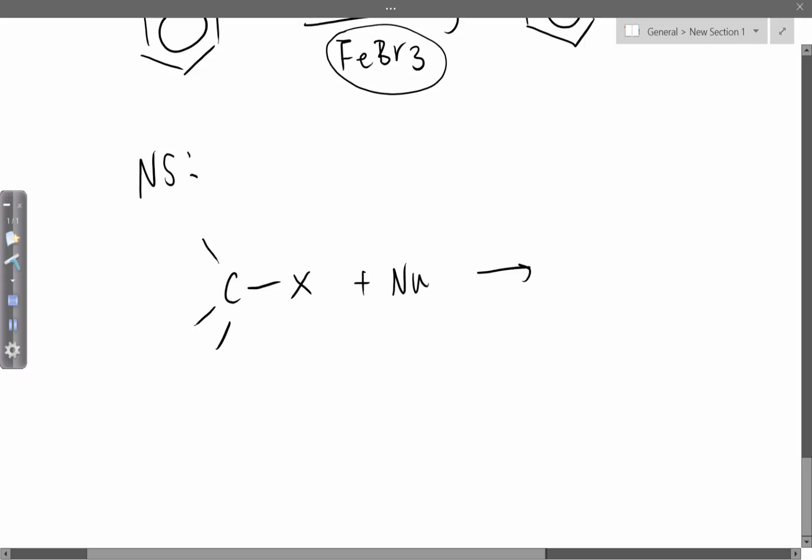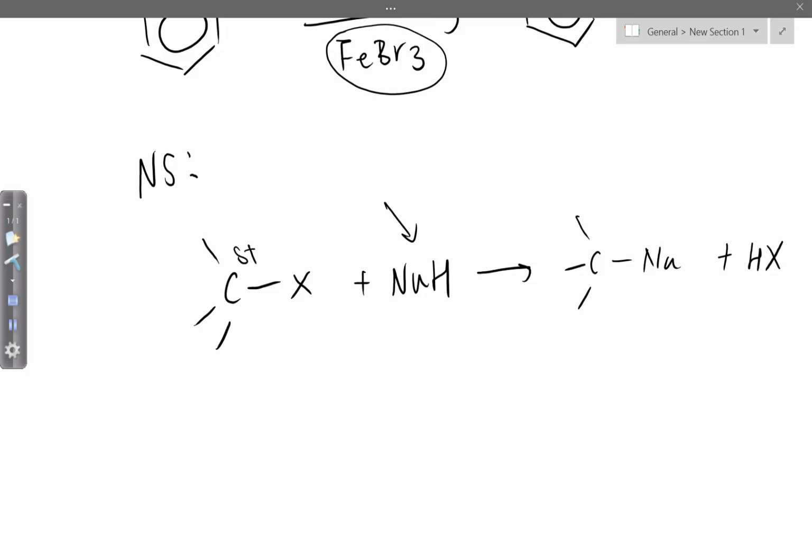So for now, I'll just take the nucleophile as NuH again. After the reaction, you will have C nucleophile plus a HX, right? Same thing, AB plus C, you'll get AC plus B. And this is acting as a nucleophile, this is acting as an electrophile, right? And of course, the last one which you already learned, which is your free radical substitution, right?